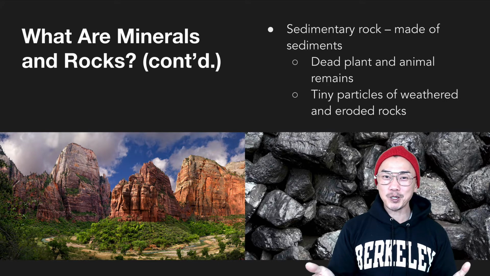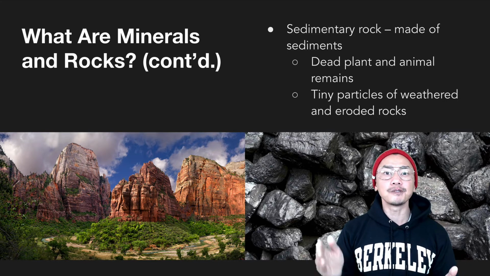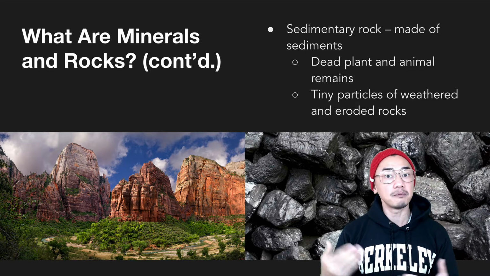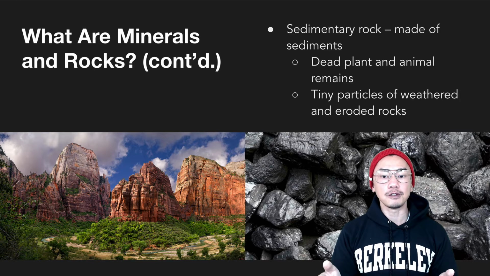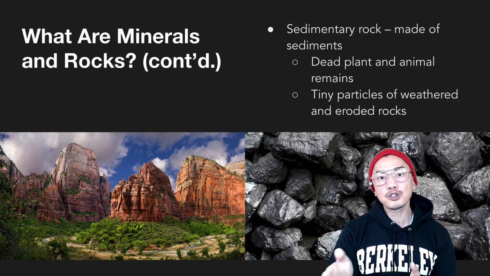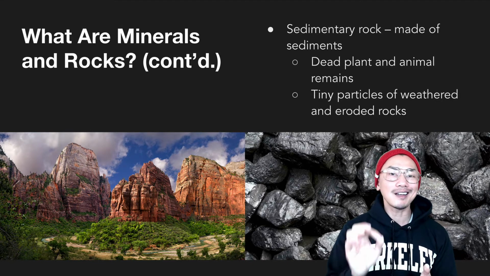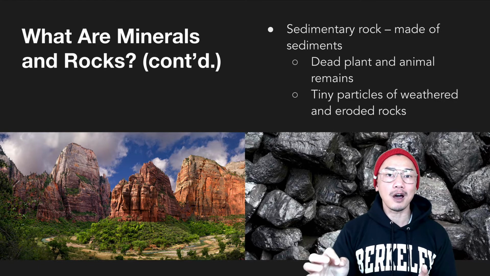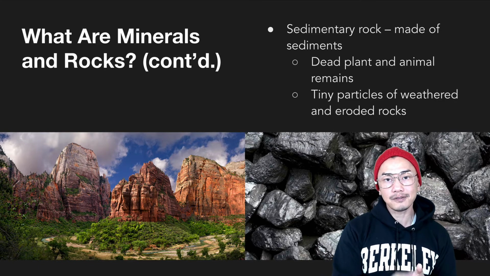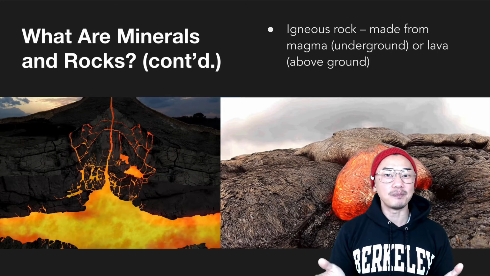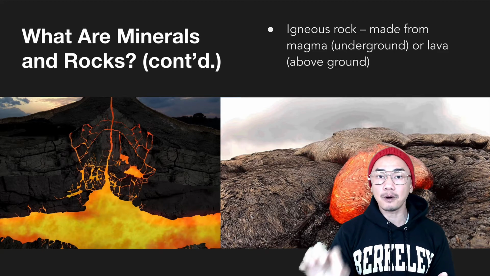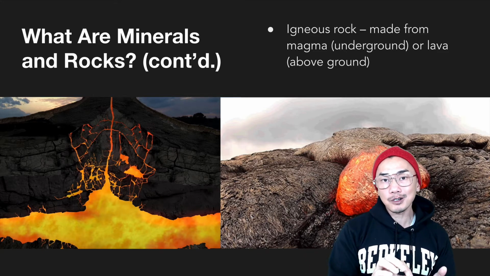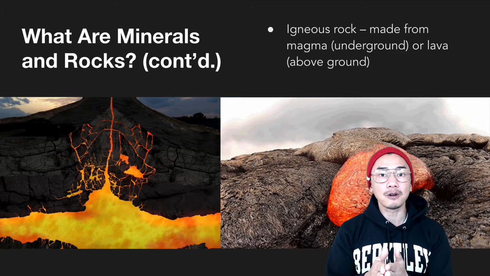There are three major types of rock. The first is called sedimentary rock, which is rock made up of sediment. Sediments are materials broken down by weathering and erosion. It could be dead plants and animal remains, like in the case of coal shown on the right. Or it can be tiny particles of weathered and eroded rocks, like the sandstone shown on the left. The second type of rock is called igneous rock, and is produced from molten or melted rock. It can either begin underground as magma or above ground as lava.